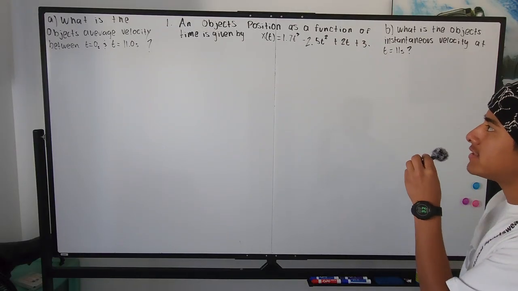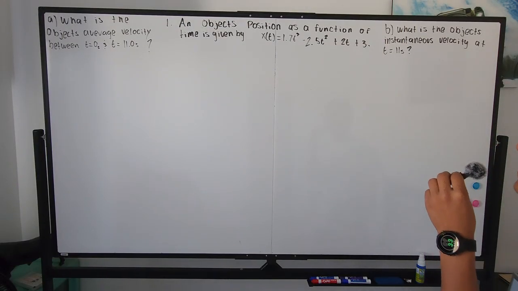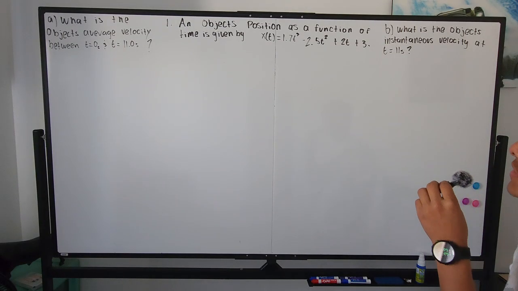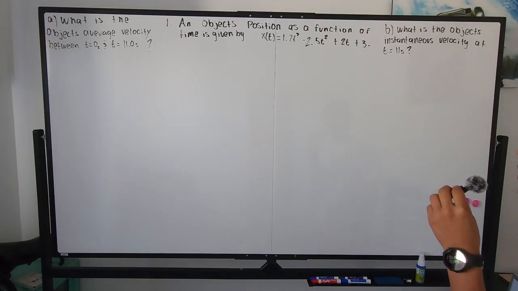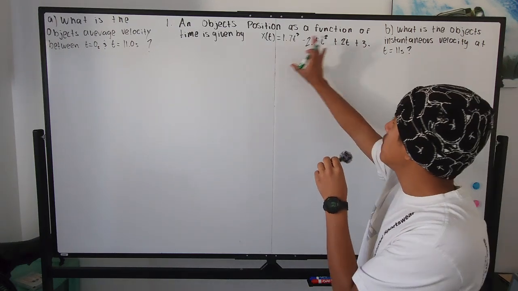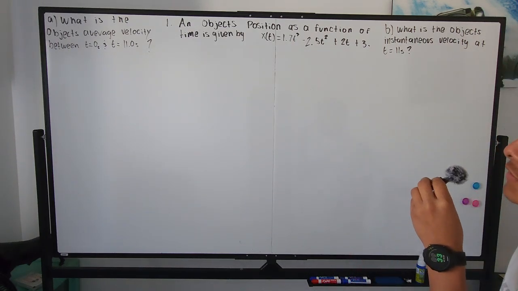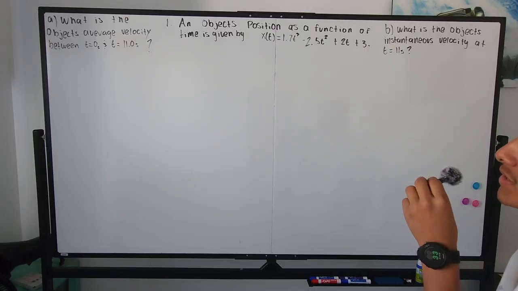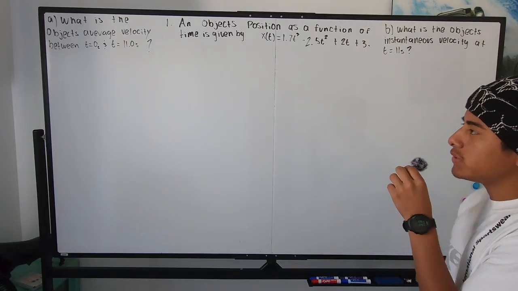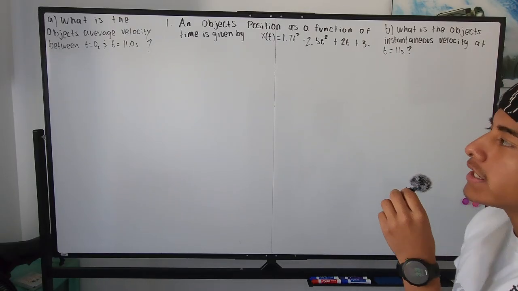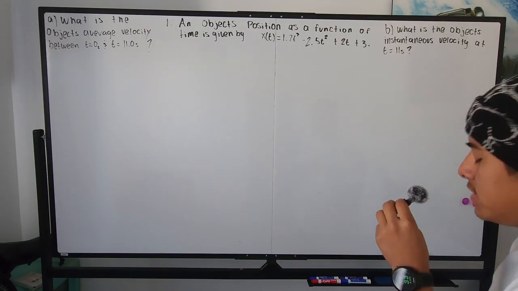The first problem says that an object's position as a function of time is given by x of t equals 1.7 t cubed minus 2.5 t squared plus 2t plus 3. This position is in meters. Part A is asking us, what is the object's average velocity between when the time equals 0 seconds and when the time equals 11 seconds.